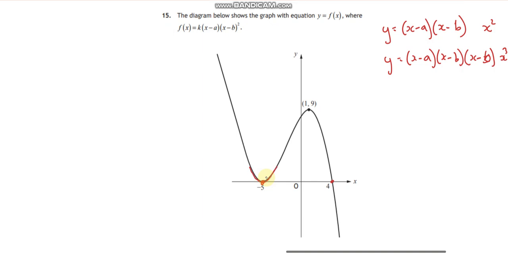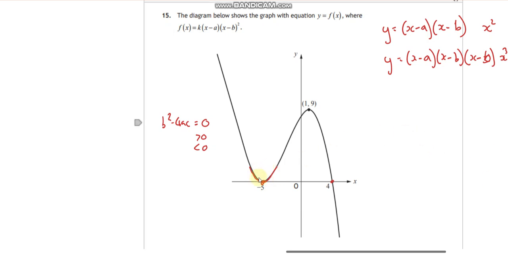Remember we do that in straight line where it's like tangency. You've got your b squared minus 4ac equals 0. Means that you've got equal roots. Greater than 0, you've got two roots, and less than 0, there's no roots. So for this, the equal root gives you this turning point on the axis.